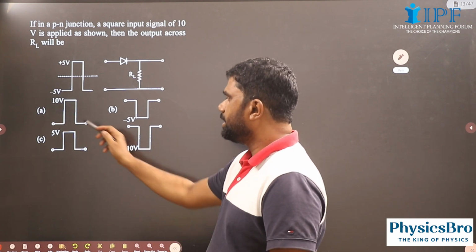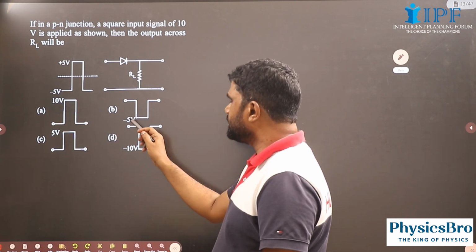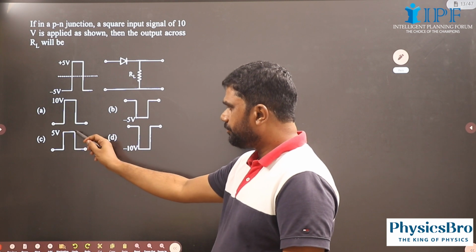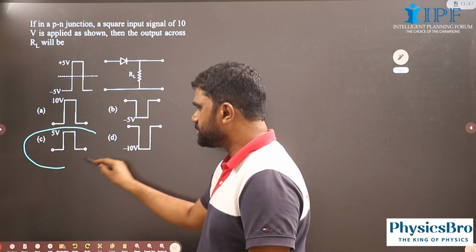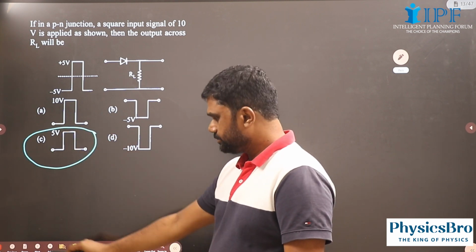Okay, output must be as 0, 5, then 0 again. Here 0, 10 and 0. Okay, here -5, 0, no. Here 0, 5 and 0 again. So this must be the correct output.